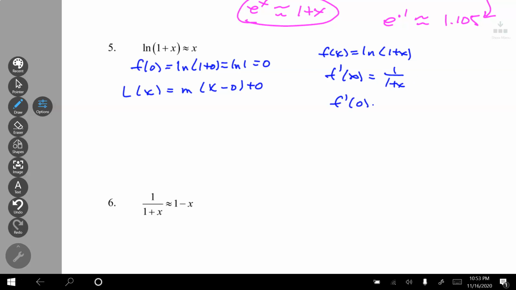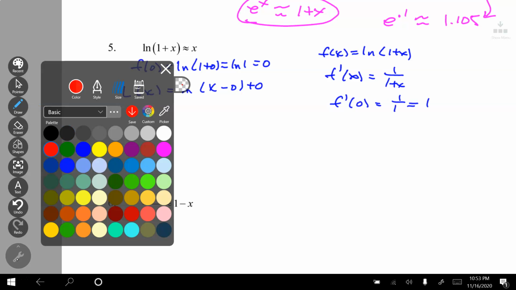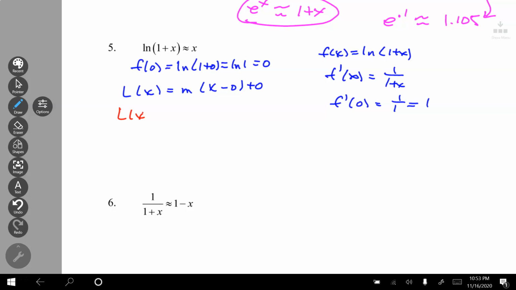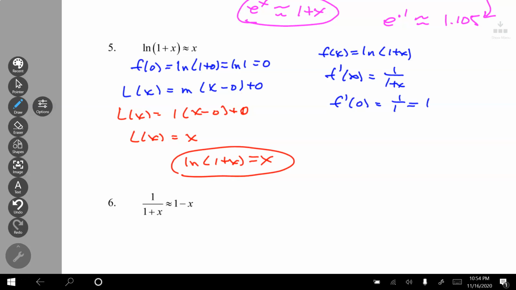So I plug in 0. I get 1 over 1, which is just 1. That's my slope. So my linearization is 1 times (x minus 0) plus 0. But if I clean it up, I just get x. And I have shown that ln of (1 plus x) is about equal to x.